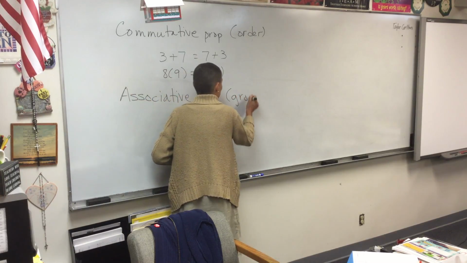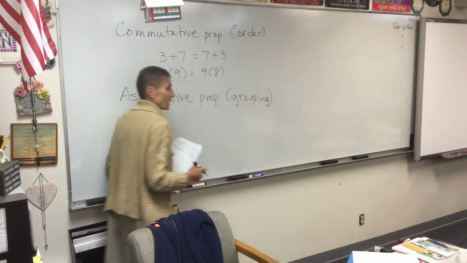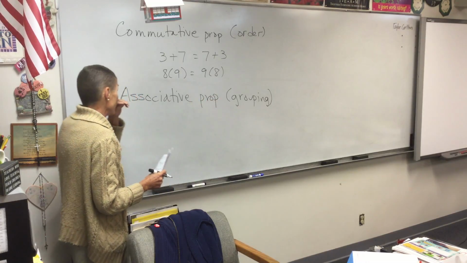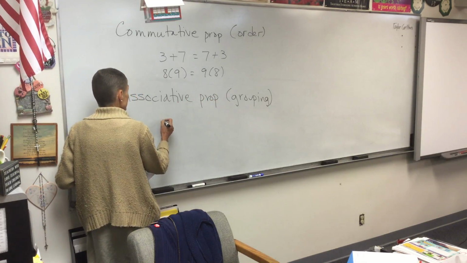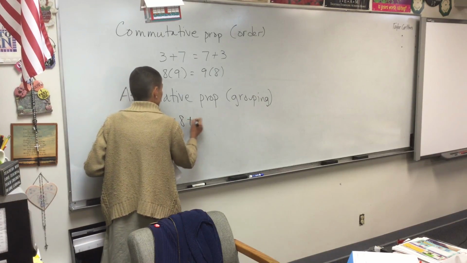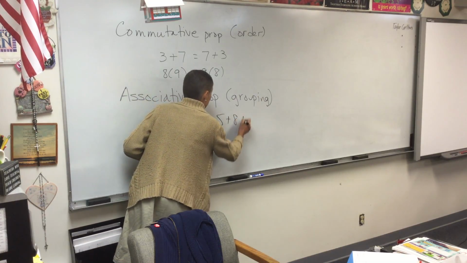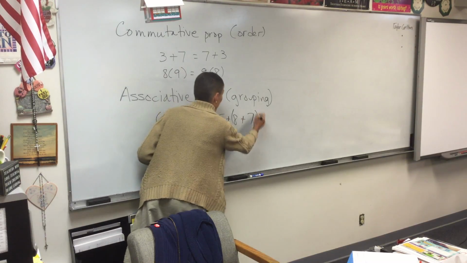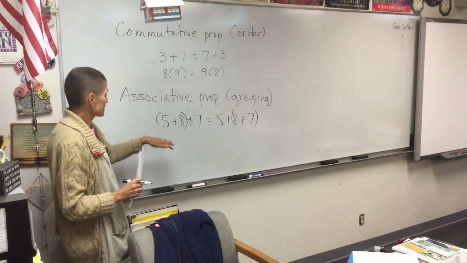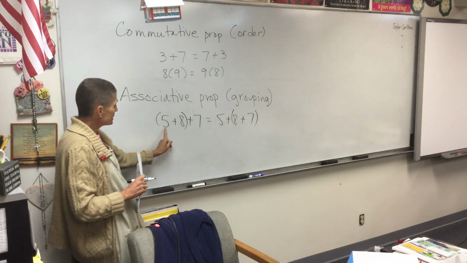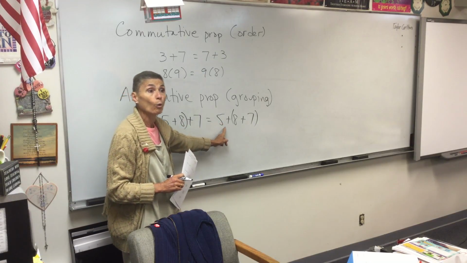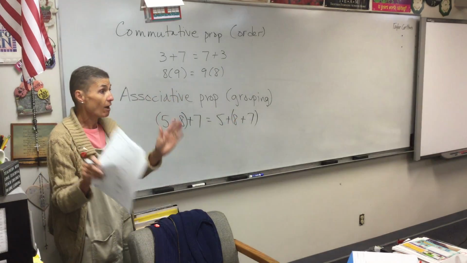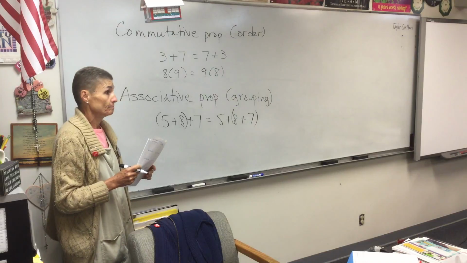has to do with grouping. How you associate things. You associate with your friends. You're grouping yourself with your friends. The associative property says that 5 plus 8 plus 7 can be handled as (5 plus 8) plus 7 or 5 plus (8 plus 7). Notice that in the associative property, the numbers are in the same order, right? The only thing that's different is how we have grouped them.